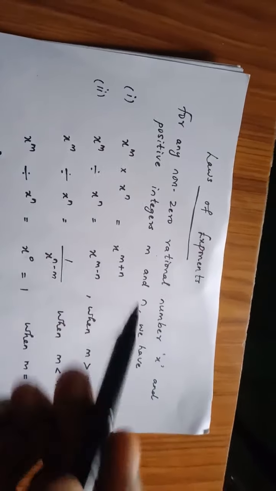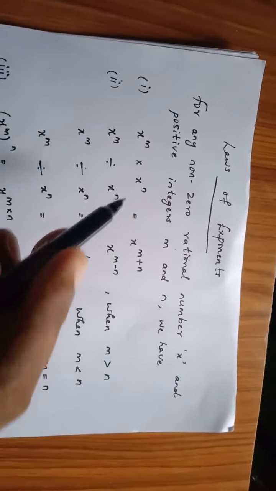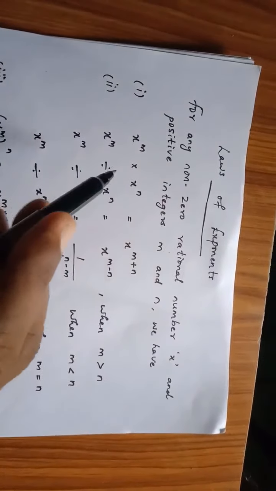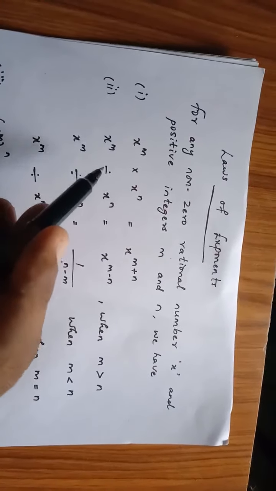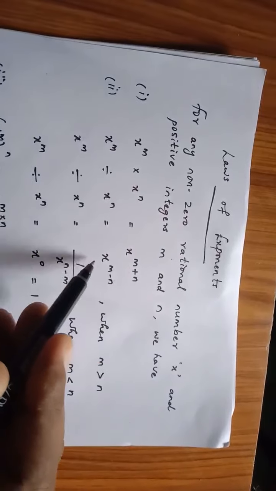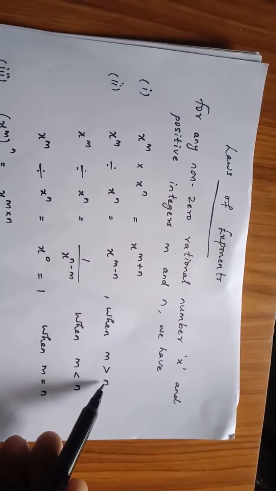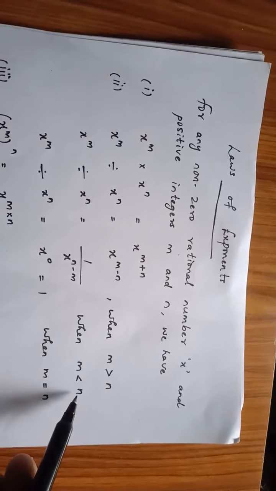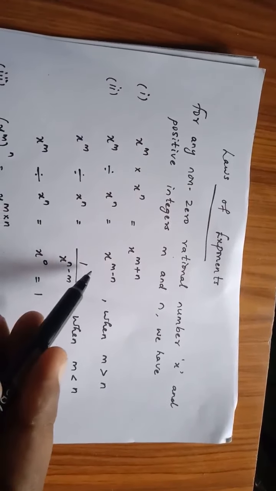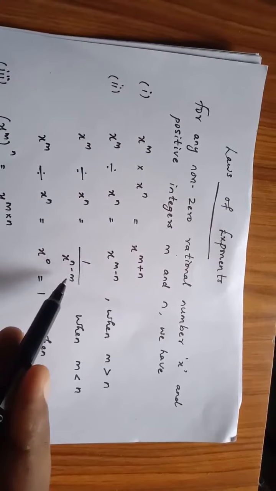Now in the case of division, here we have 3 cases. x to the power m divided by x to the power n is equal to x to the power m minus n, where m is greater than n, and when m is less than n, then the answer will become 1 upon x to the power n minus m.